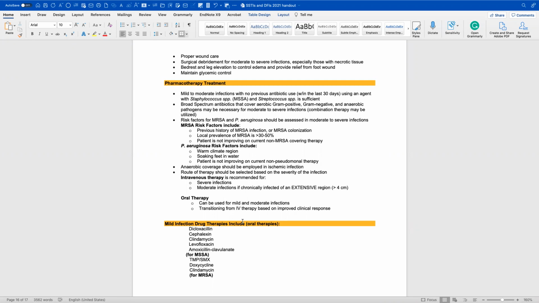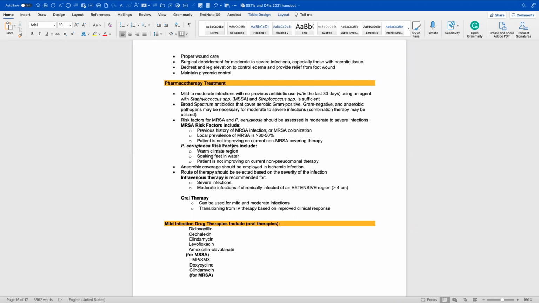Anaerobic coverage should be employed in ischemic infections. We know that anaerobes are bacteria that do not need oxygen to grow. So if you see necrotic tissue, meaning there's no oxygen flow there, then you want to go ahead and do anaerobic coverage. Route of therapy should be selected based on the severity of the infection. Intravenous therapy is recommended for severe infections, and for moderate infections if chronically infected or if it is an extensive infected region.